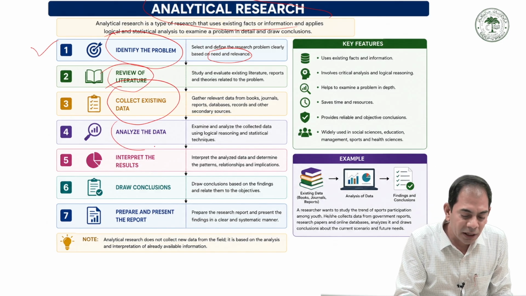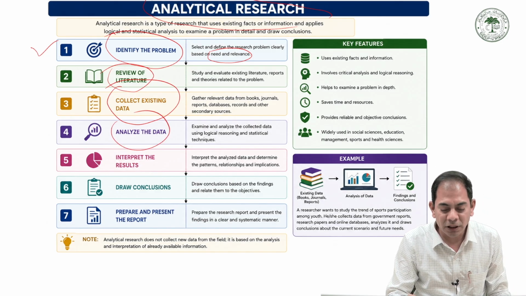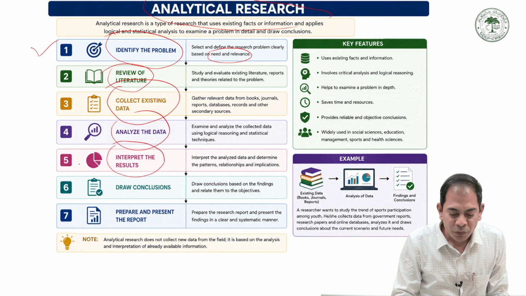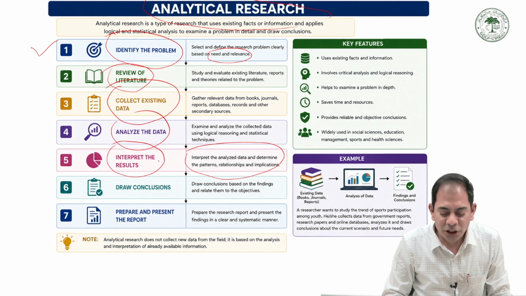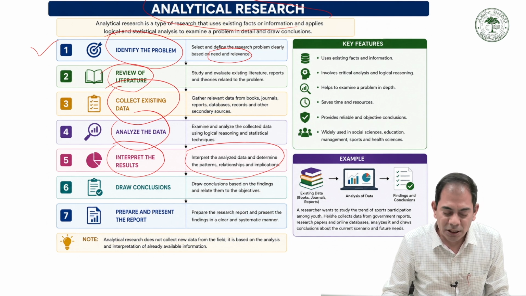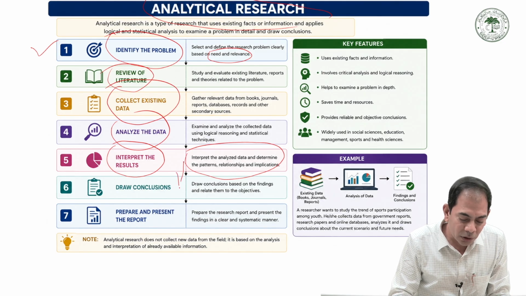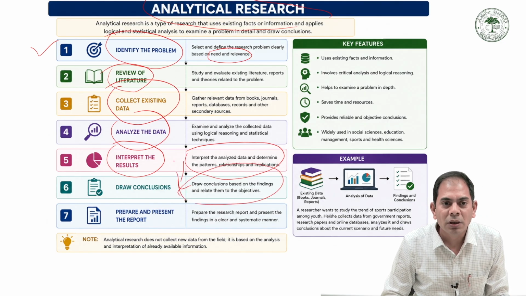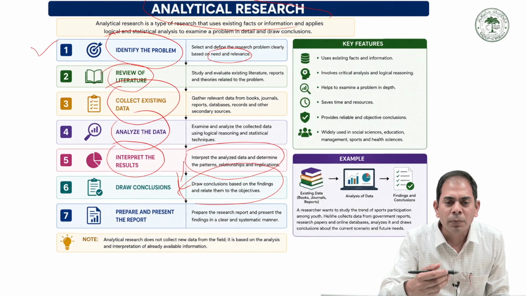After that we analyze the data through different kinds of statistical techniques, and then you can interpret the results, analyzing the data and determining the patterns, relationships, and their application in the field of physical education and sport, for example. After that we go for the conclusion, to draw a specific conclusion of your research. What is the conclusion of your research and your problem?